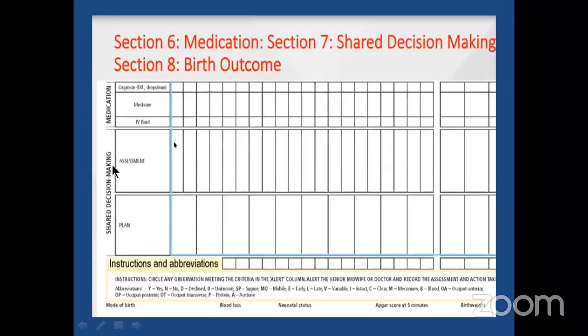And another very important part, shared decision making. You have to share your decision with the woman and her partner. And then you should chalk out the plan and then give your instructions. And at the very end, you will find the abbreviations. For example, Y stands for yes and N stands for no, A stands for acetone bodies and P for protein, etc. So quite a detailed thing that they have given to you.